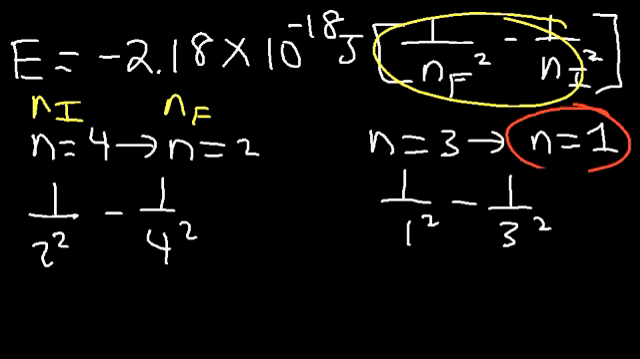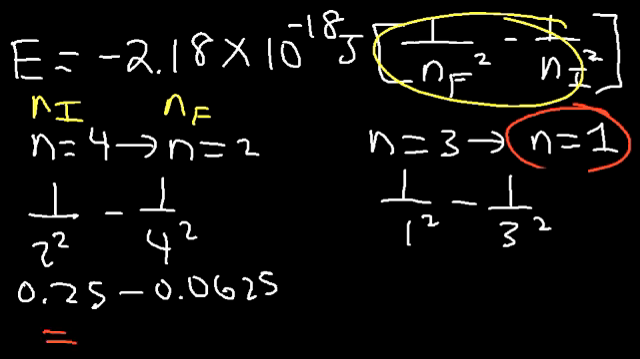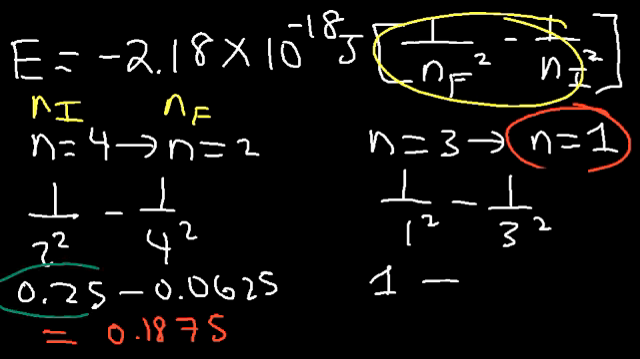So if you use a calculator, 1 over 2 squared is 1/4, that's 0.25. And 1 over 4 squared, which is 1 over 16, that's like 0.0625. So if we subtract those two numbers, we're going to get a value of 0.1875. Now 1 over 1 squared is 1, which is much bigger than 0.25, 4 times as big.